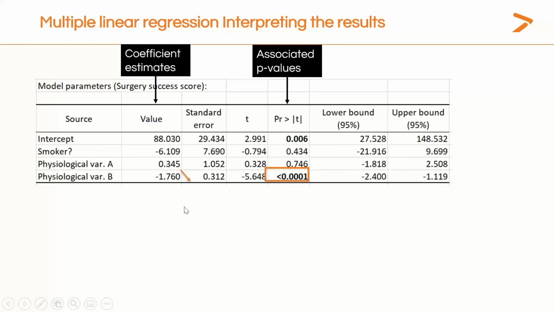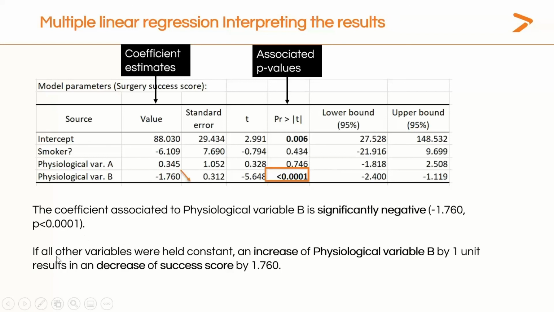How do we interpret this? If all the other variables were held constant, an increase in physiological variable B by 1 unit results in a decrease of success score by 1.76. This is how you interpret the coefficient of a multiple linear regression.